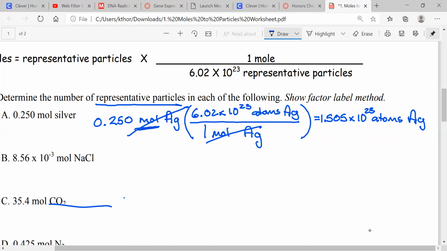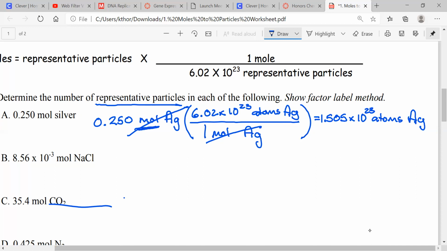Here's the second most common mistake. Trust me. How do I know how many sig figs to use, Mr. Thorson? I mean, do I look at the known value or do I look at the conversion? Never look at the conversion for your number of sig figs. Always look at the known value. The known value is 0.250. That's 3 sig figs.